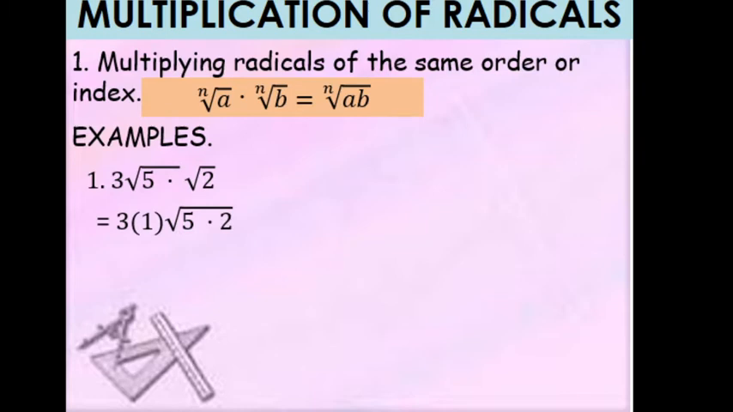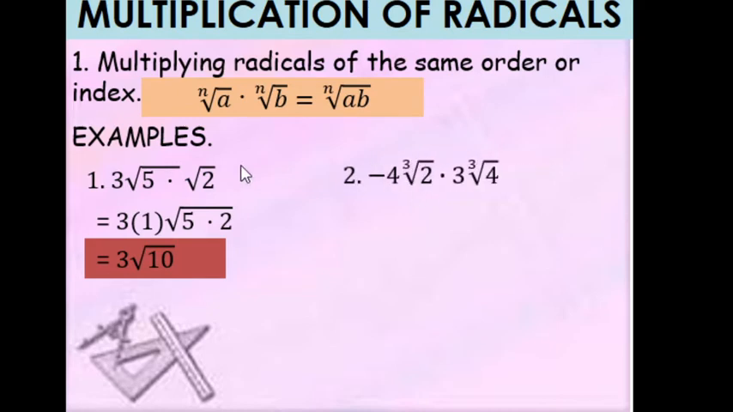So, this will become 3 times 1 square root of 5 times 2. And again, i-multiply lang natin yung coefficient sa coefficient and yung radicand sa radicand. So, this will become 3 square root of 10. So, since ang 10 ay hindi perfect square, and kahit i-factor natin yung 10, wala tayong makukuhang factor na perfect square. So, therefore, this is the final answer, 3 square root of 10.